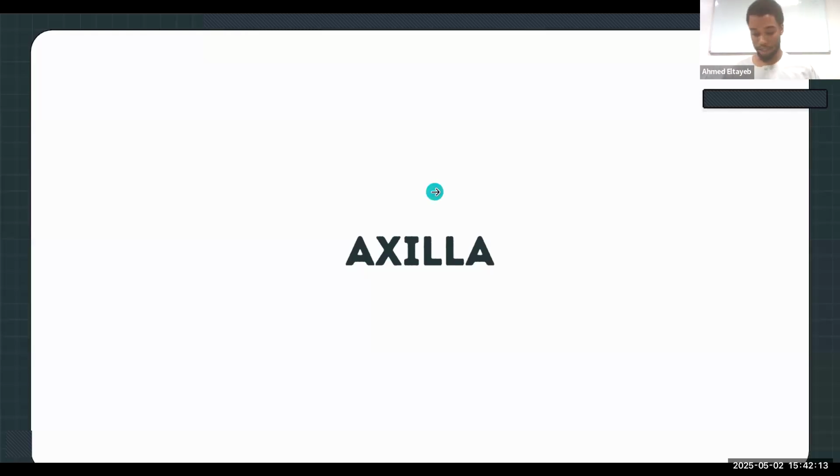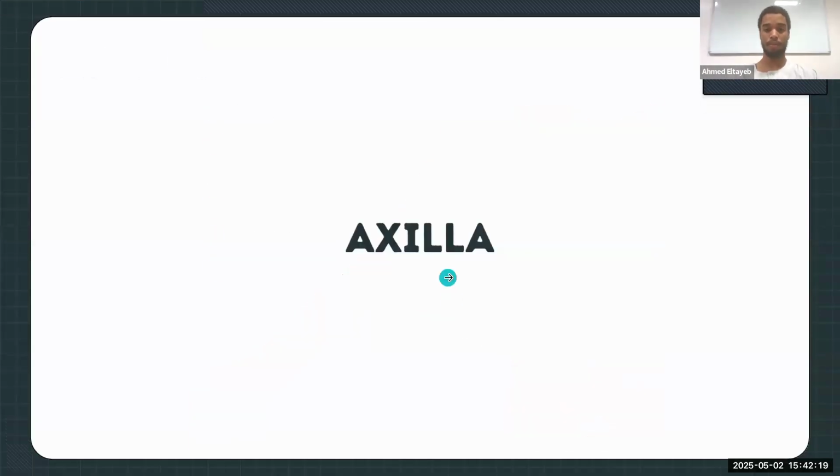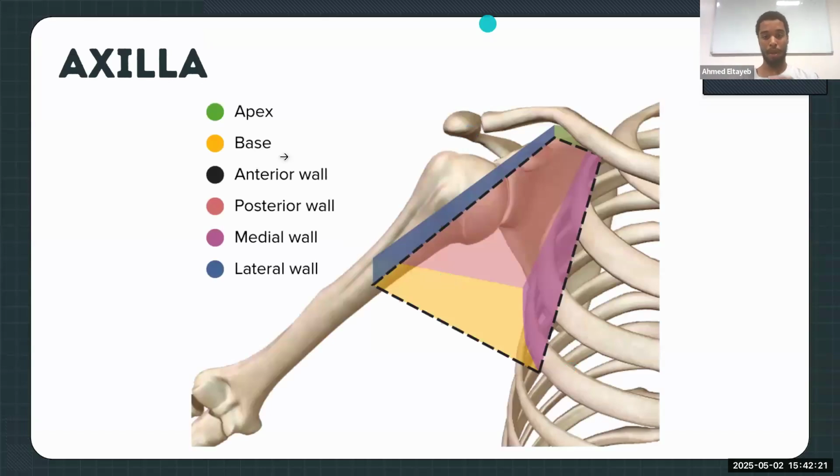Okay, let's continue. Now we have the axilla. So the axilla is defined by many different boundaries. We have the apex, anterior wall, posterior wall, lateral wall, medial wall, and the base.